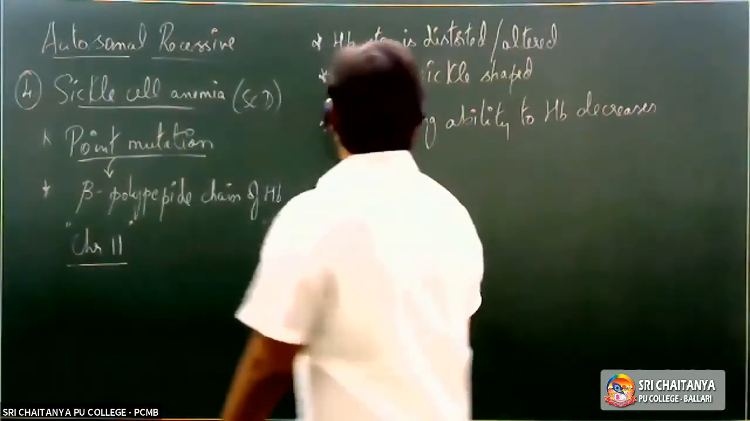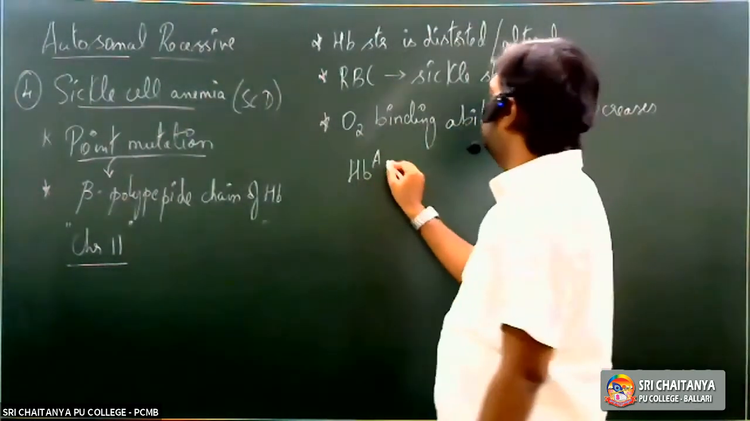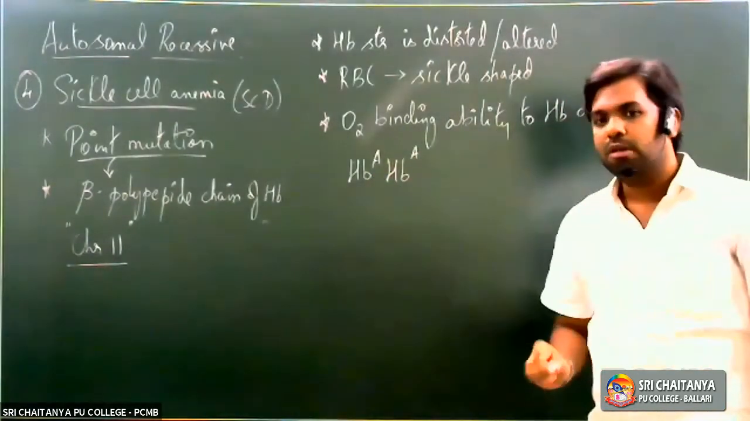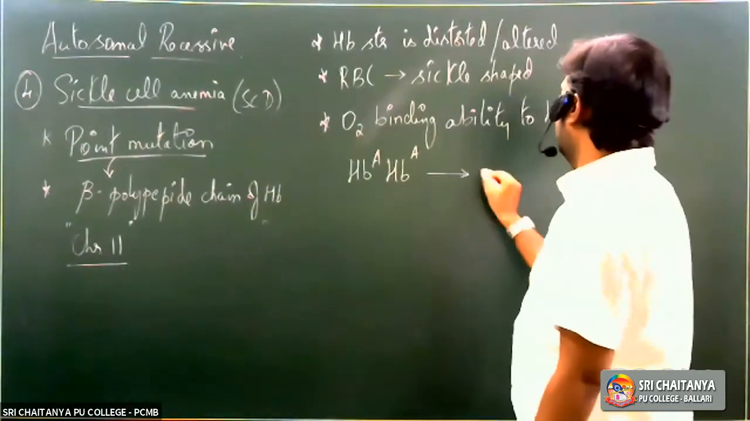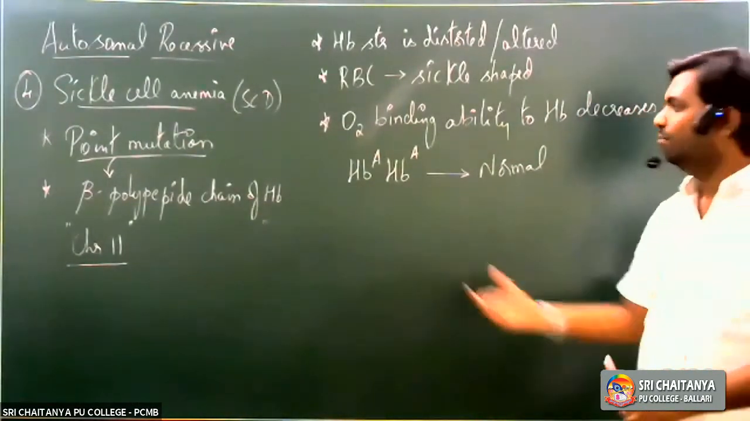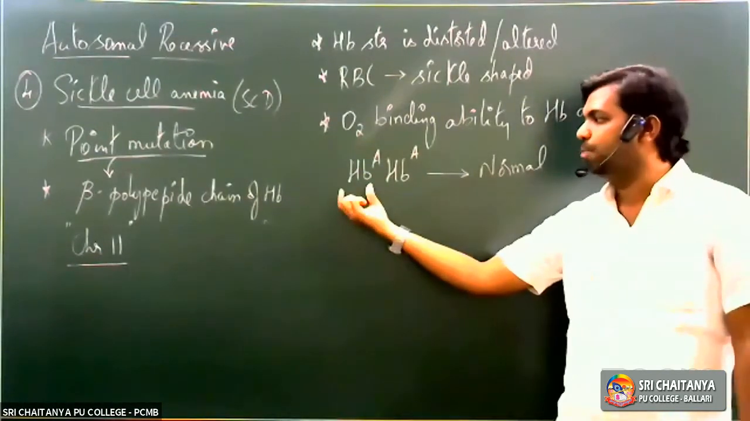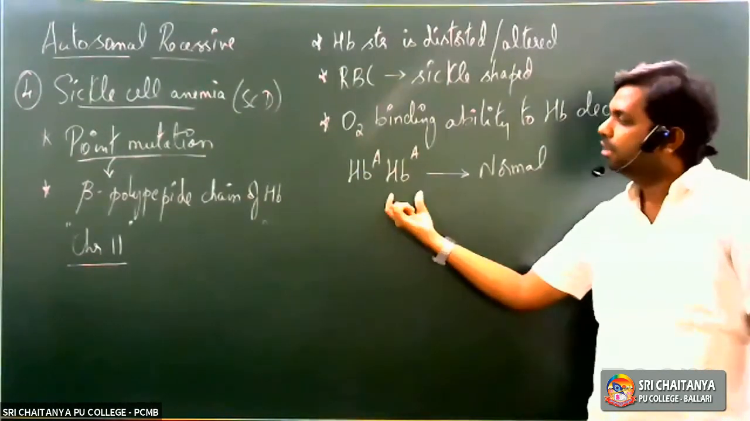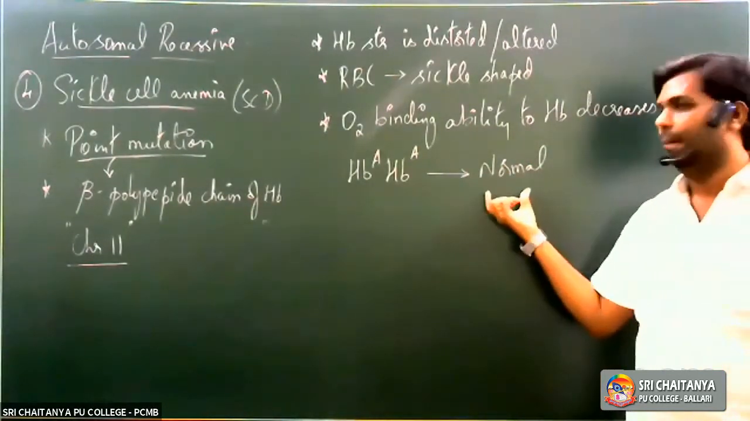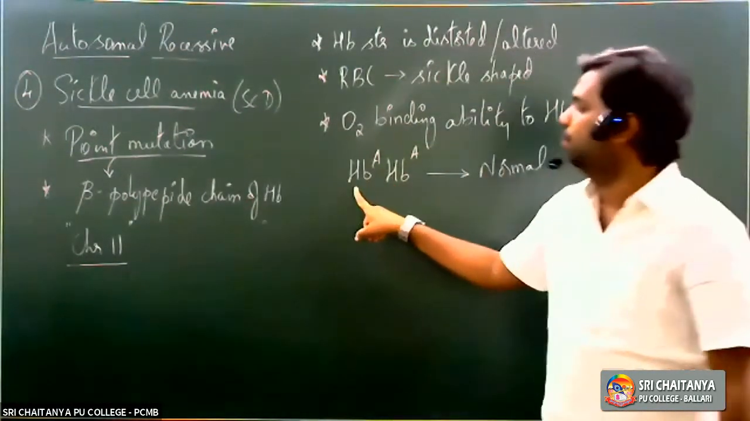So the gene is actually denoted as HBA gene. If the condition is HBA and HBA, these two are dominant alleles. Since it is said to be a dominant allele, this individual will be normal, seen in most of the cases, right? So if both alleles are dominant, there is an HBA allele which is dominant and another HBA allele, both are said to be dominant, and in that condition, the individual will remain normal.